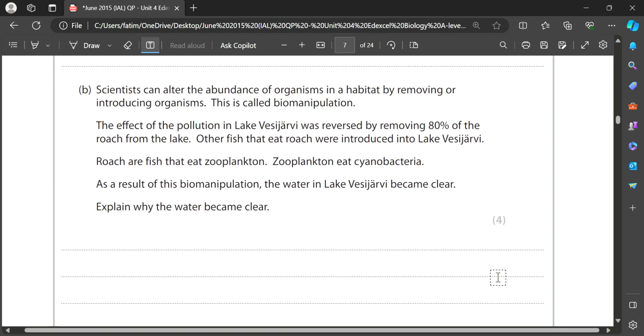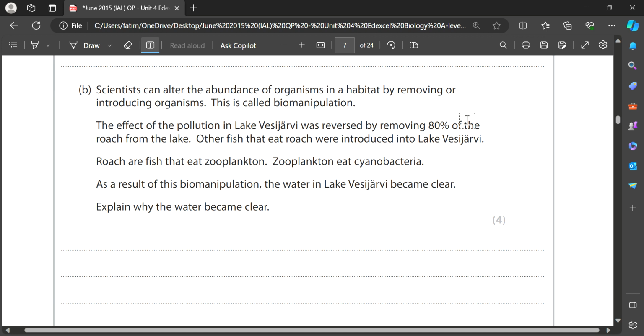Okay, then scientists can alter the abundance of organisms in a habitat by removing or introducing organisms. This is called biomanipulation. The effects of pollution can be reversed by removing 80% of the roach from the lake. Other fish that eat roach were introduced into Lake Vesijärvi. Roach are fish that eat zooplankton. Zooplankton eats cyanobacterium. As a result of this biomanipulation, the water in Lake Vesijärvi became clear. Explain why the water became clear.